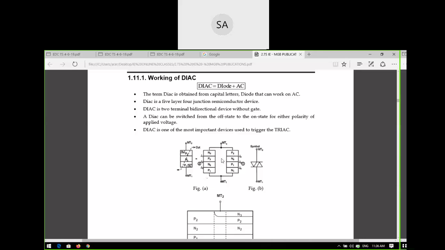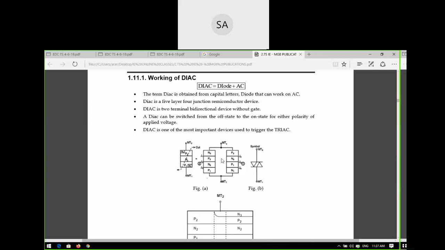So the DIAC can be switched from off state to on state with either polarity of applied voltage. Either polarity means you can apply a positive voltage or a negative voltage. That is the reason you can interchange the terminals, MT1 and MT2, MT1 in place of MT2 and MT2 in place of MT1. It conducts in both directions, that is the reason the DIAC is a bidirectional device.